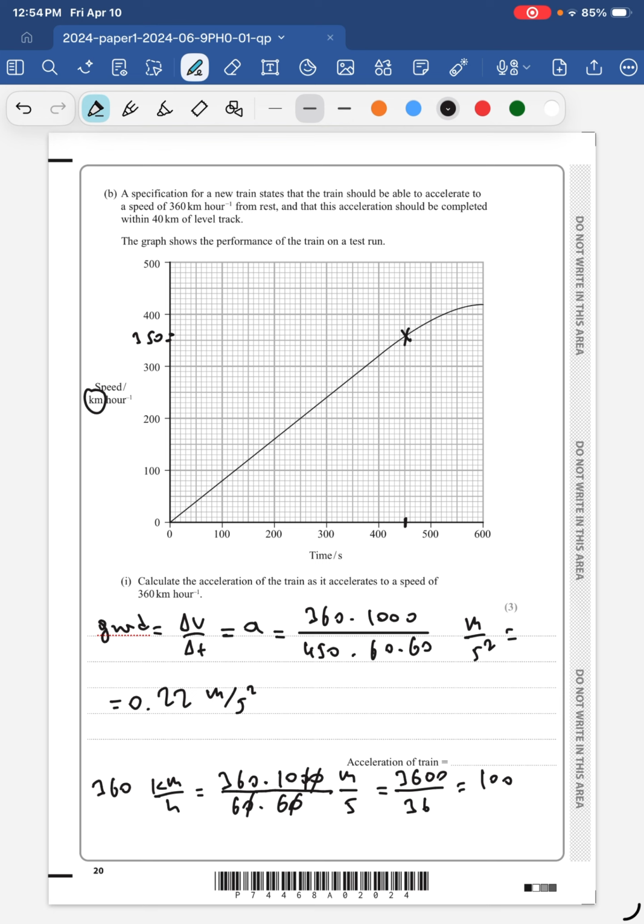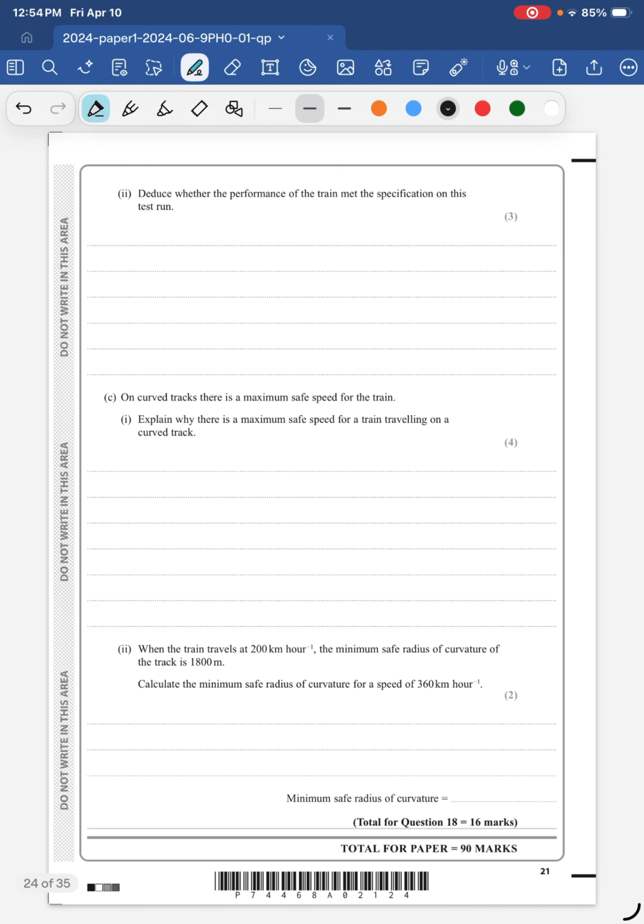Yeah, that's correct. Okay, and this is now in meters per second. Okay, moving on to part 2. Deduce whether the performance of the train met the specifications on this test run. So let's use that.